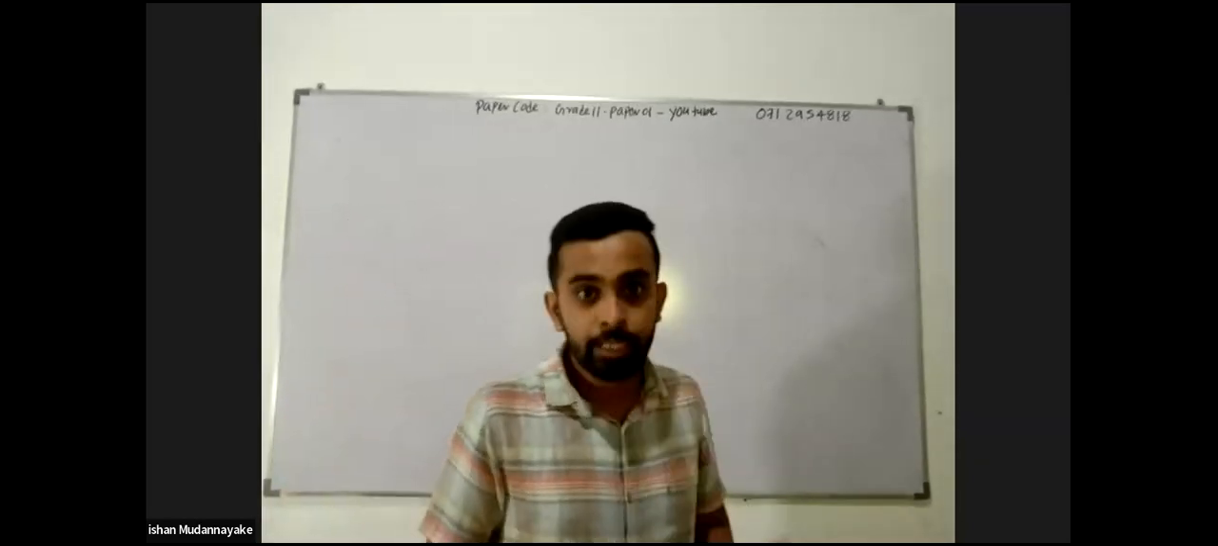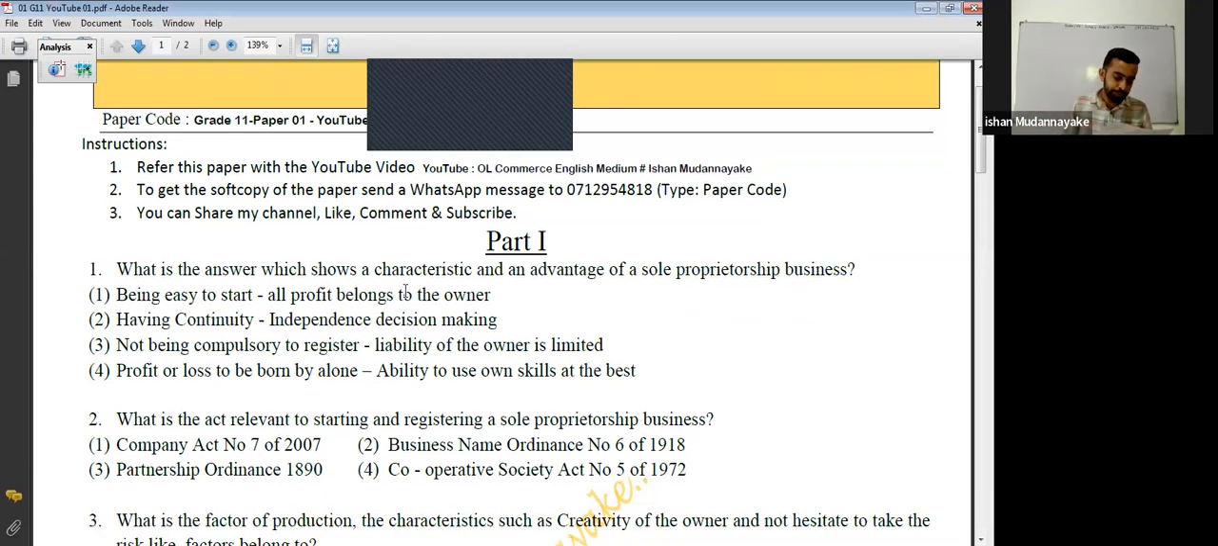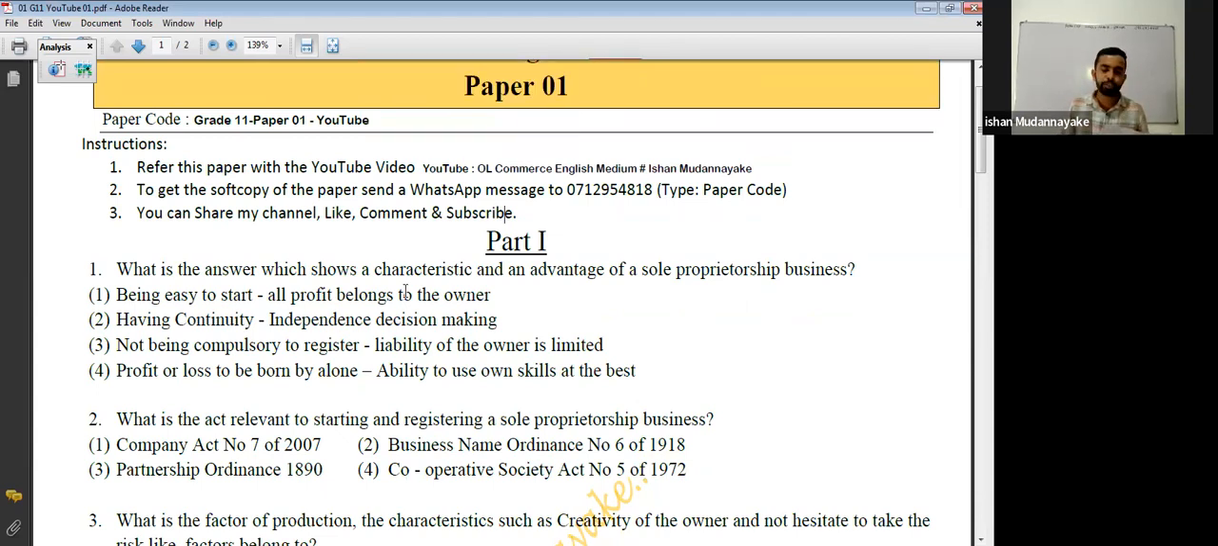Right, we will start the paper. Students, look at question number 1. What is the answer which shows a characteristic and advantage of a sole proprietorship business organization? Okay, a characteristic, and then one of the advantages.